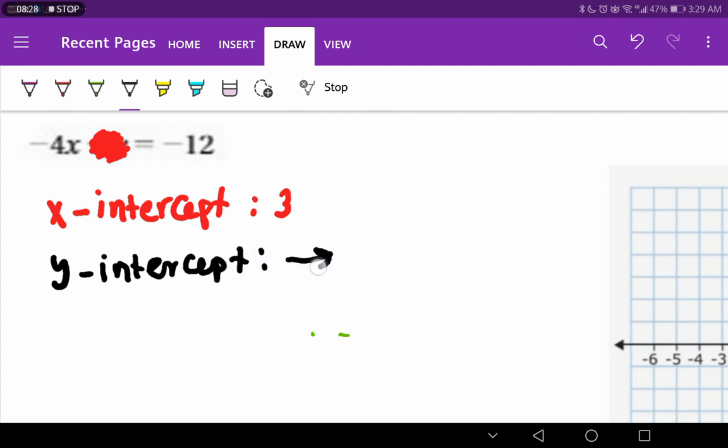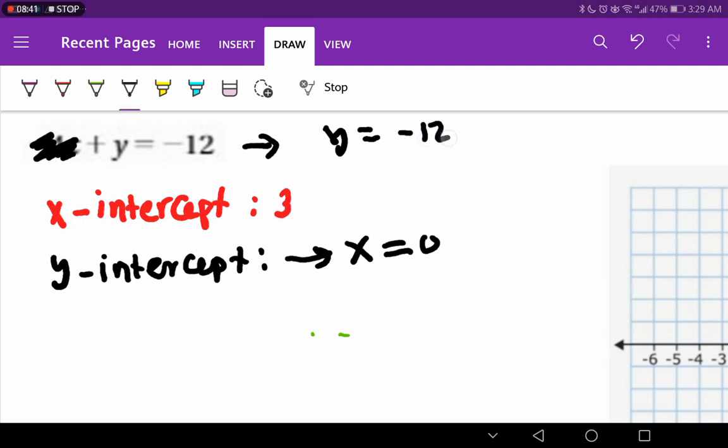That means x equals 0. Go to the x and hide it. From here, y equals negative 12. Easy. So I erase everything here and write the y-intercept. It is negative 12. Now let us graph it.